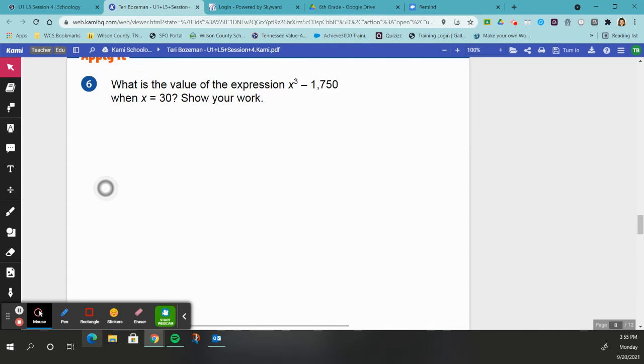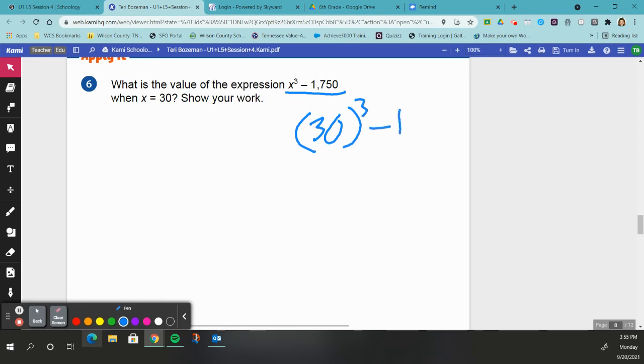For number 6, it says, what is the value of the expression? And then it says when x equals 30. So you have this expression here, and you are replacing x with 30. So 30 to the 3rd power minus 1,750. Well, if we do 30 times 30 times 30, then we would have 30 times 30 would be 900. 900 times 30, well, 9 times 3 is 27, and then you have 3 zeros.